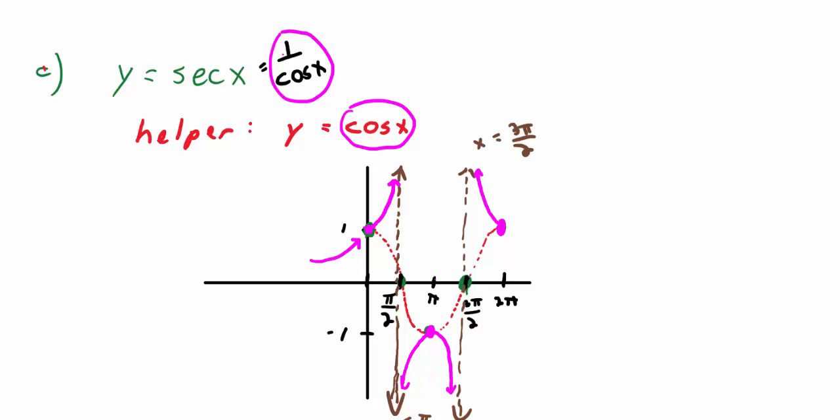As you go to the right, then another U shape, another upside down U shape, and so on and so forth forever and ever and ever. Okay? But the idea is, if you can graph that helper function, the cosine of x, you can remember the stuff in purple, right? The secant function. That's not too bad, is it?